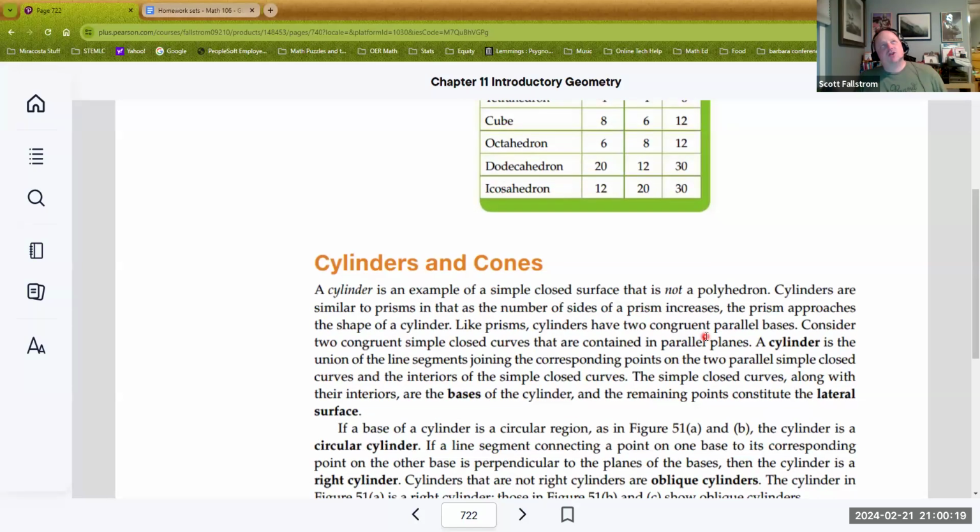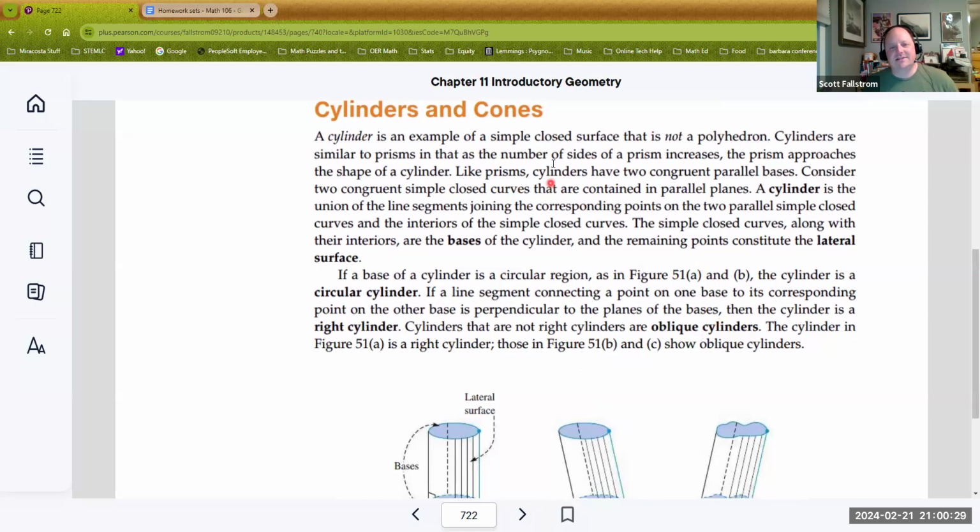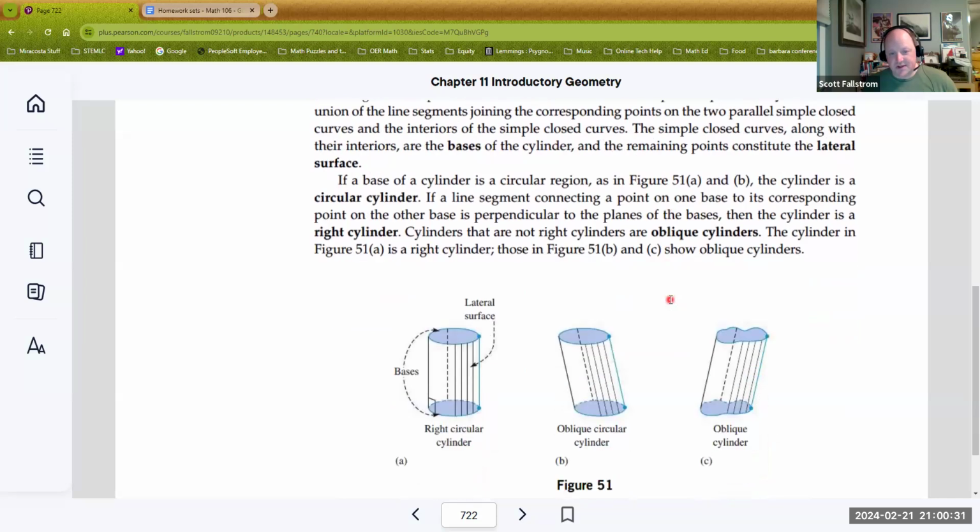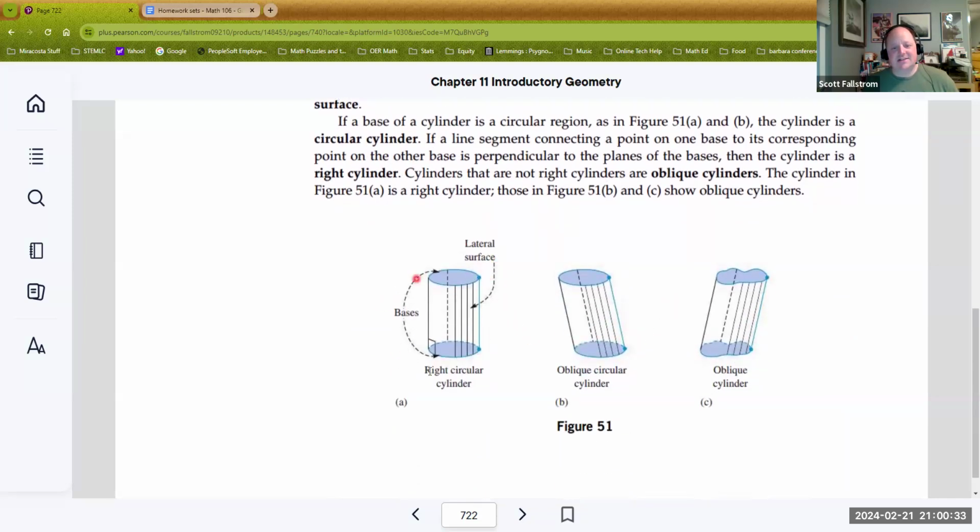All right, so we've talked about polyhedra, and now we're going to talk about two shapes, and we'll probably get to one last shape, that are not polyhedra but that we do study. These are known as cylinders and cones. A cylinder looks a lot like a prism. They are identical, with the difference being that a prism has a polygon on top and bottom, while a cylinder has a circle or some other curved shape.